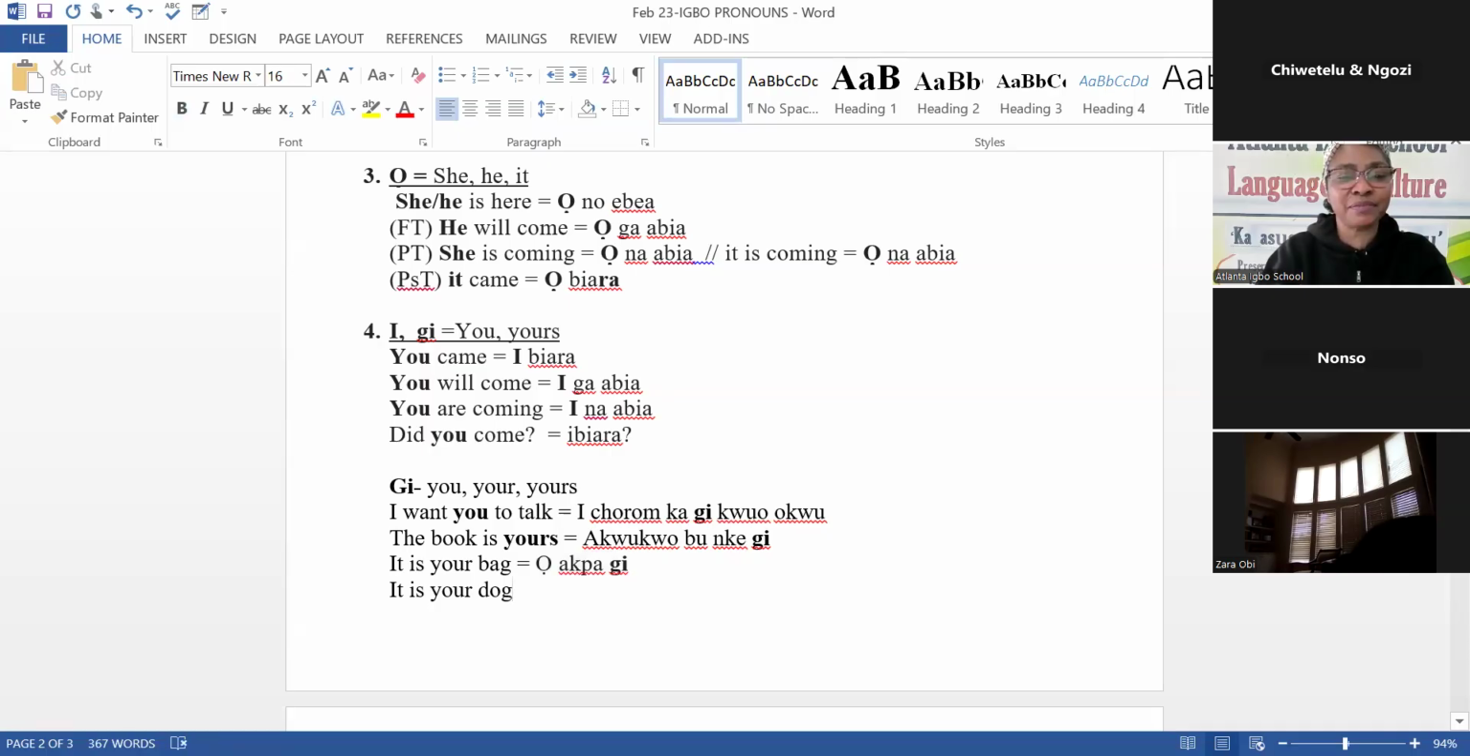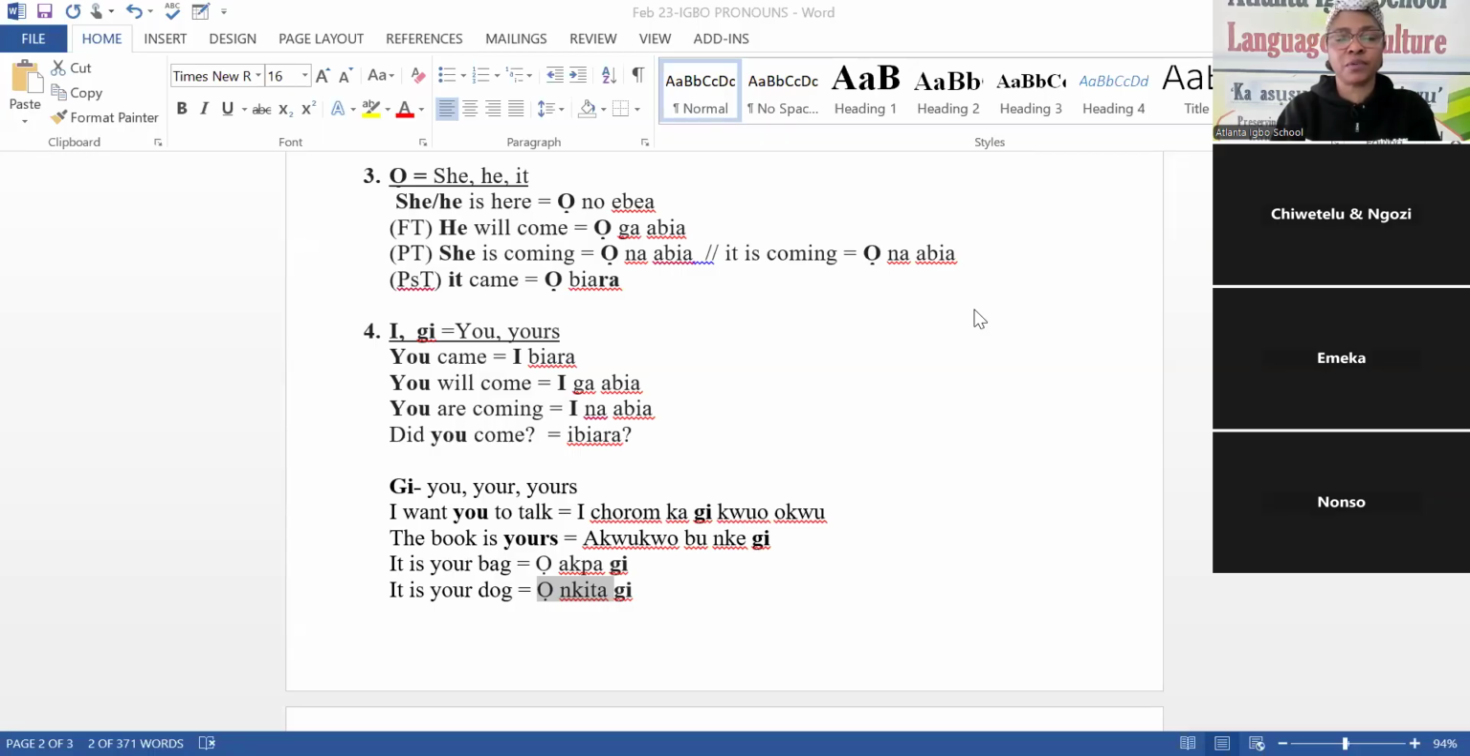Ọ bụ nkịta gị. So you also have ọ bụ nkịta gị. Dog means nkịta. So we're talking about gị. That's how you use the word. Okay, Chiwetara, gịnị bụ ajụjụ gị? Chiwetara, mute yourself. Is Chiwetara here? I thought I saw your hand up. Okay. All right, let's move on. I thought you had a question.